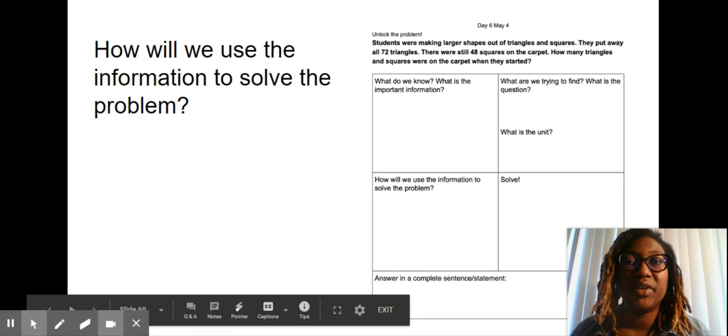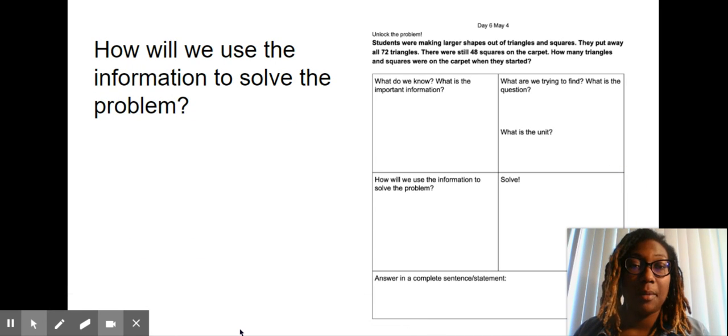So how will we use the information to solve the problem? You have to really think through this problem to figure out what type of operation I need to do to figure out how many were on the carpet before they started. Since it tells me what they put away, I can take that number of triangles and that number of squares, and I can put those together to figure out how many were on the carpet before they started.